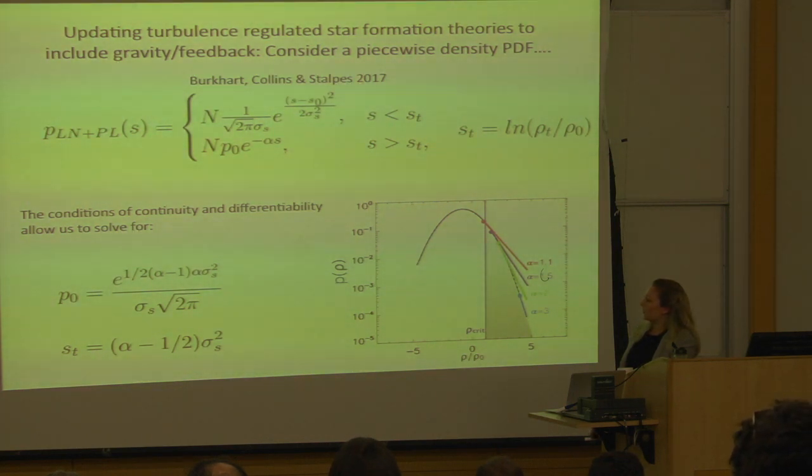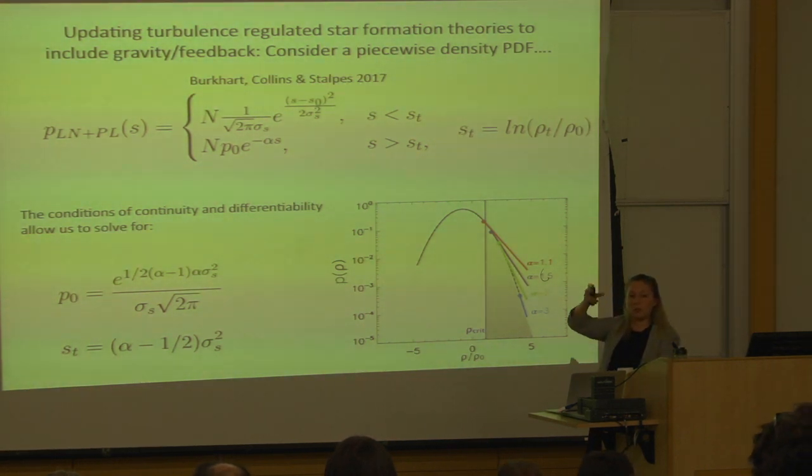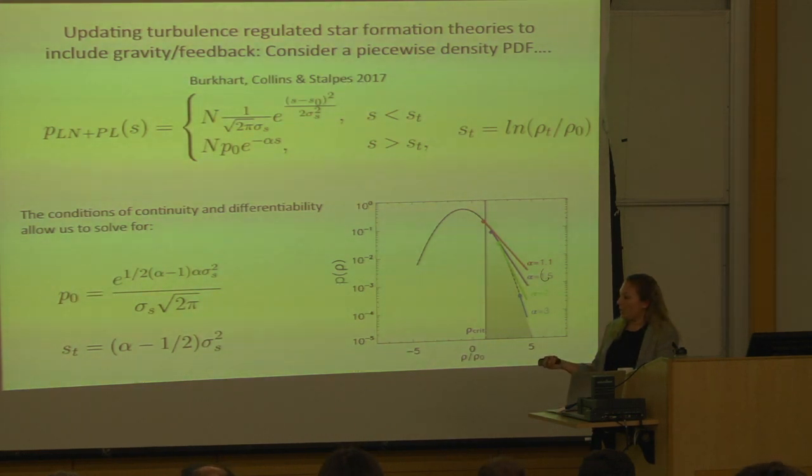So this has no physics whatsoever, right? This is just a log normal plus power law. It's a piecewise function. And you can solve, in particular, the most interesting thing here for the problem of star formation, the transition density between the diffuse, turbulent, log normal, and the gravitationally traced power law. And mathematically, that just depends on the width of your log normal, which is this sigma of s, and then the slope of the power law tail, which I'm calling here alpha.